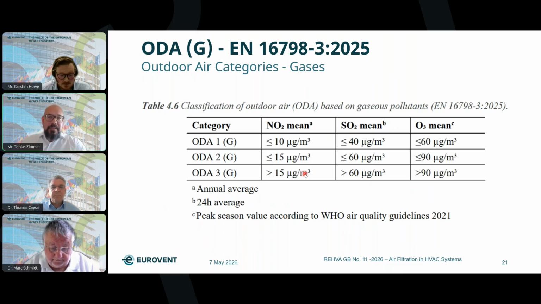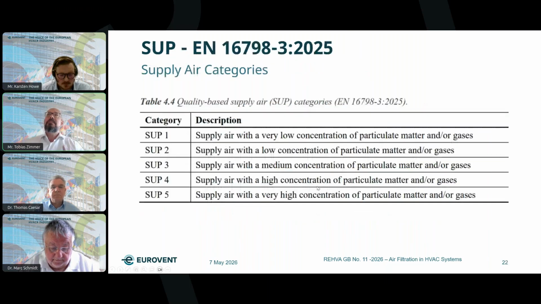Now you know where you are. That's basically the place of your building, the outside air you have. And the second decision is, of course, what kind of supply air do you want to have in the building? Very clean, clean, medium, or not so clean? And that decision has to be made building by building.